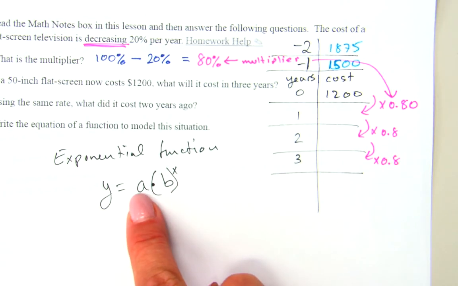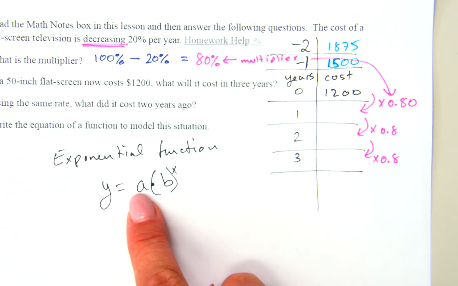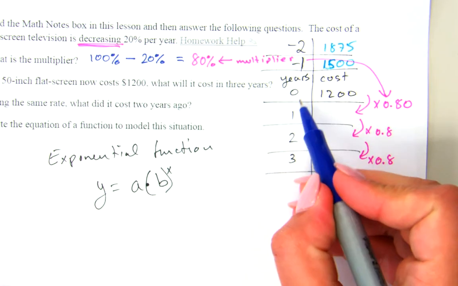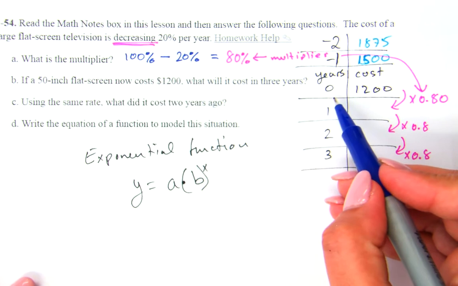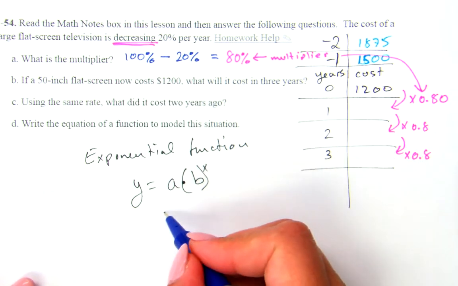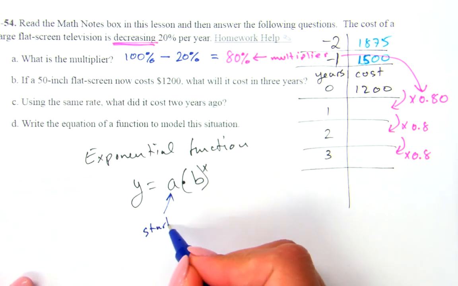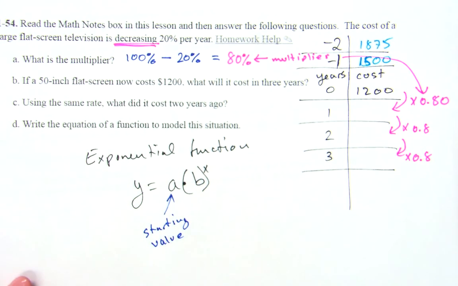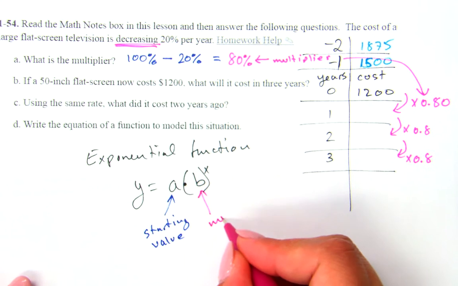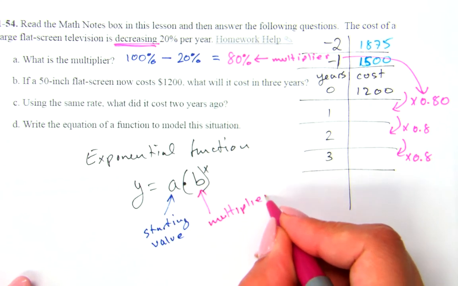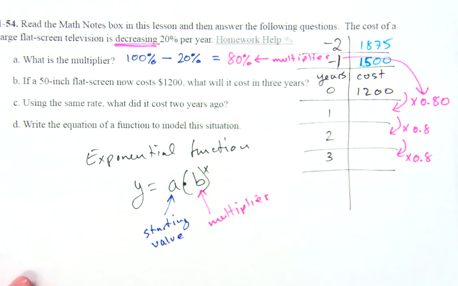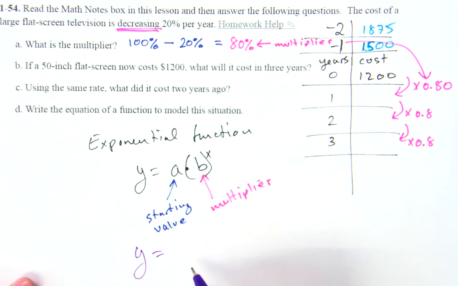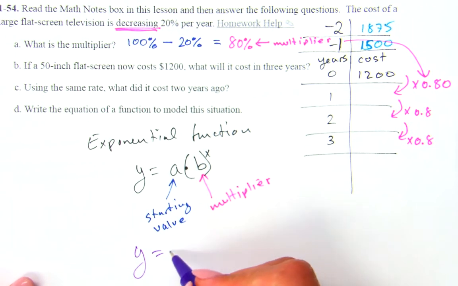The a is going to come from your initial value. So how much did the TV cost? So in order to find the a value, you're going to look at the 0. So basically you're looking for the y-intercept. That's what this is. So your starting value. And b is going to be your multiplier. Okay, so to put this all together in a wonderful equation, we get y equals, let's see, starting value was 1,200.